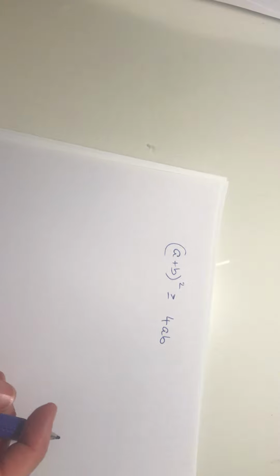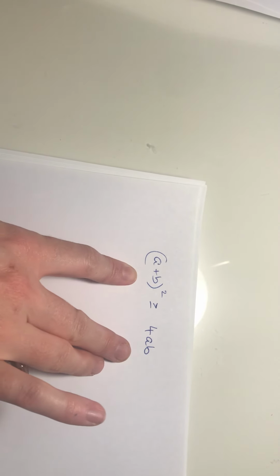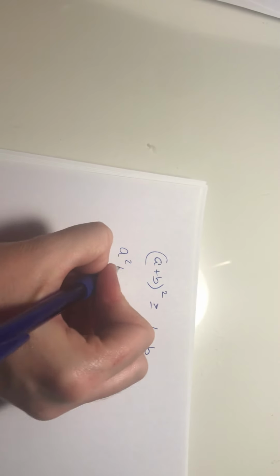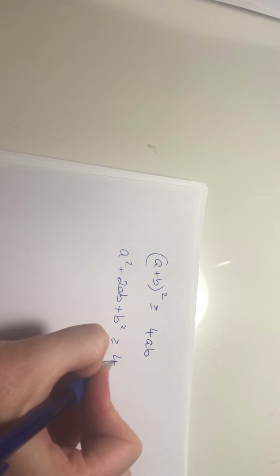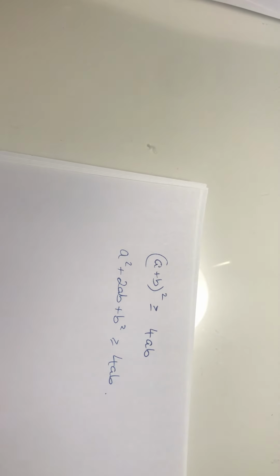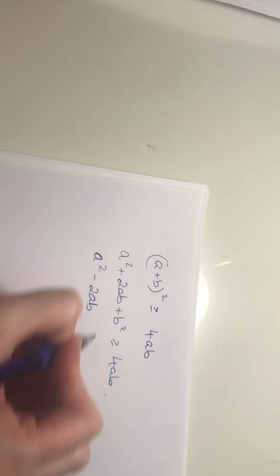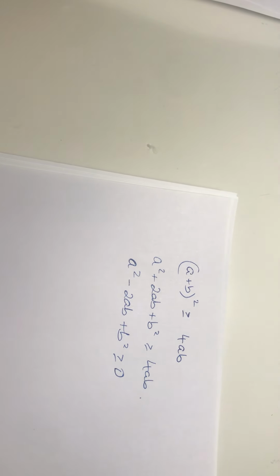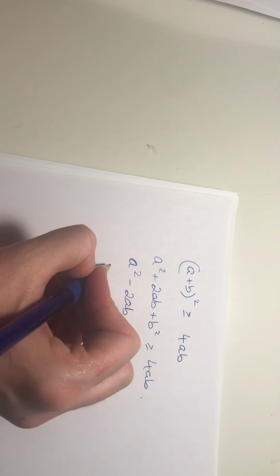Prove the left hand side is greater than or equal to the right hand side. Well, at the minute, I don't know it. So I'm going to just square that out. A squared plus 2ab plus b squared greater than or equal to 4ab. I'm still not sure. Why don't I change things around again? I'm going to bring everything to the left.